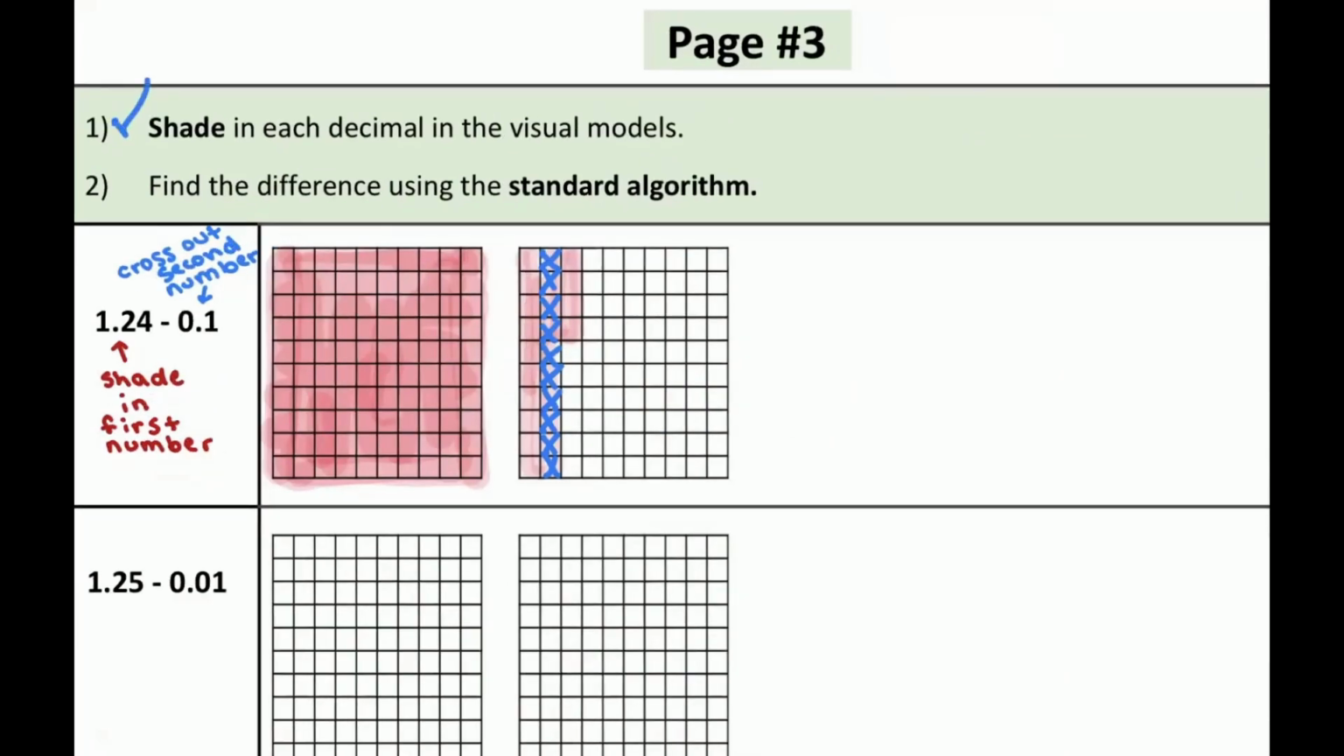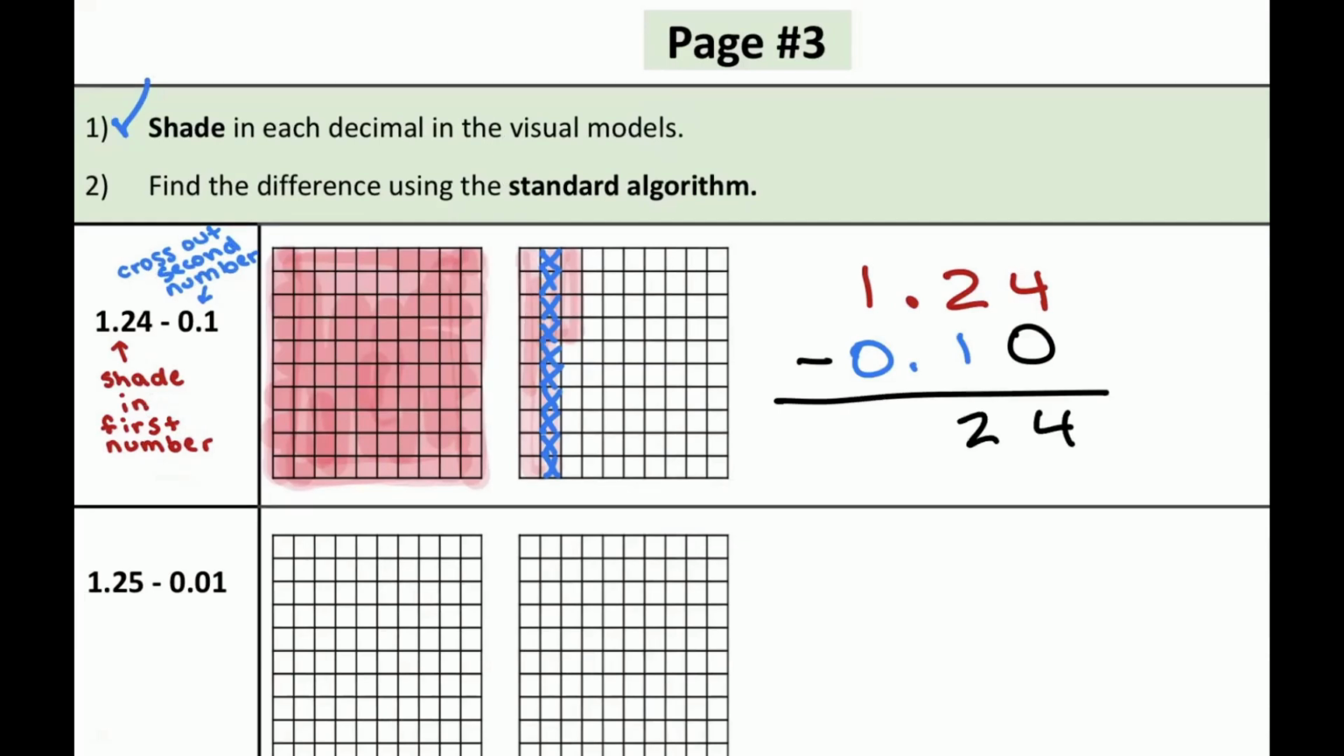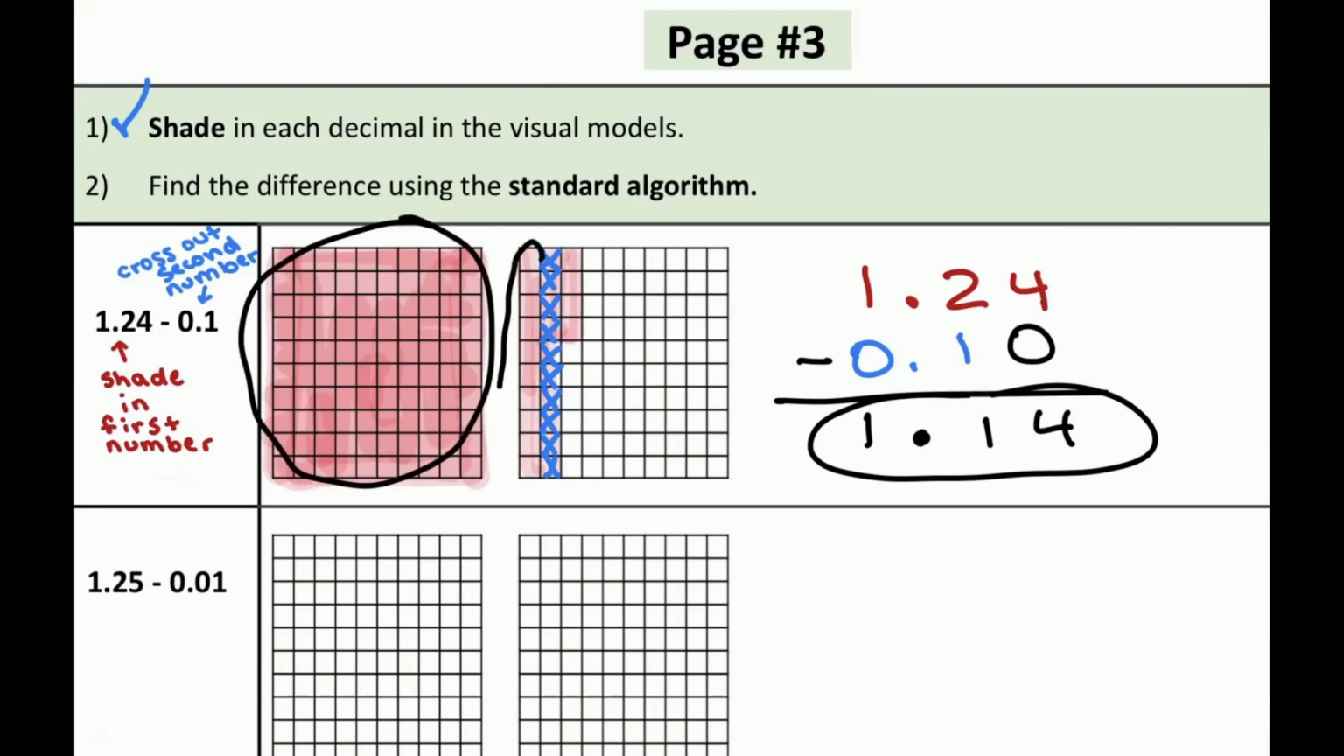So we did this first part of the directions. Now we're going to use the standard algorithm. So I'm going to go ahead and write super neatly 1 and 24 hundredths minus 1 tenth. Don't forget to put your 0 placeholder. 4 minus 0 is 4. 2 minus 1 is 1. Bring down our decimal. 1 minus 0 is 1. And that makes sense because I have 1, and here's another 10 boxes and another 4 boxes. I have 1 and 14 hundredths boxes that are shaded and not crossed out.